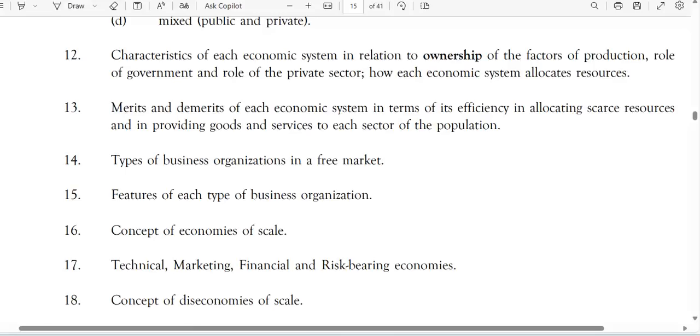All right, now we're going to look at the concept of economies of scale. Economies of scale refers to the cost advantages that a business experiences as it increases production. As output rises, the average cost per unit of production decreases. So, economies of scale, in simple words, occurs when a firm's cost per unit of output falls as the scale of its operations increases.